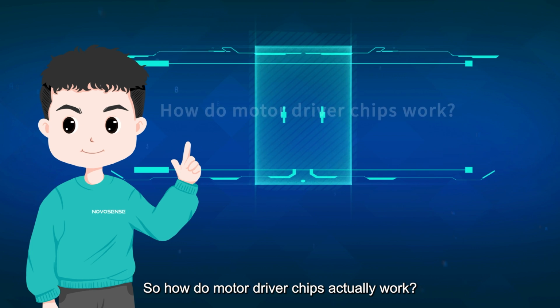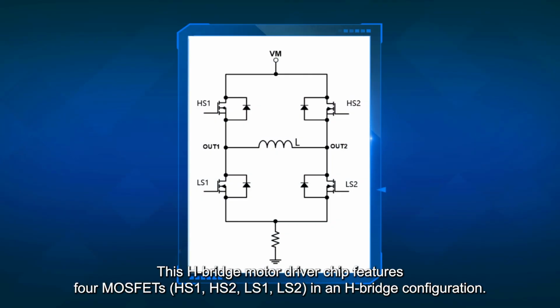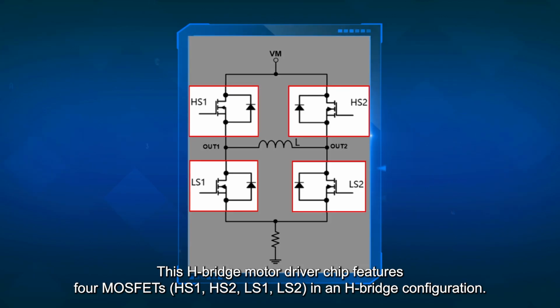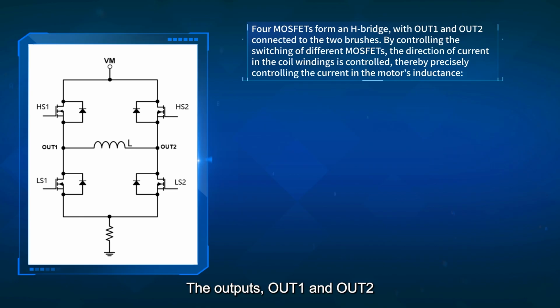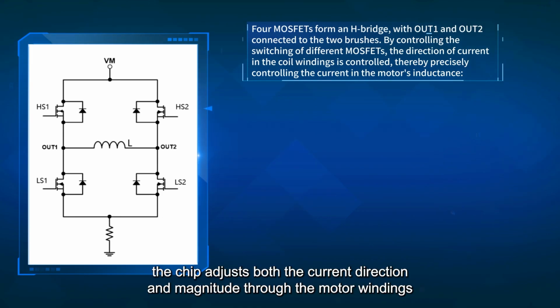So how do motor driver chips actually work? This H-bridge motor driver chip features 4 MOSFETs in an H-bridge configuration. The outputs, OUT1 and OUT2, connect to the motor brushes, while the input connects to the control unit. By controlling the MOSFETs, the chip adjusts both the current direction and magnitude through the motor windings.